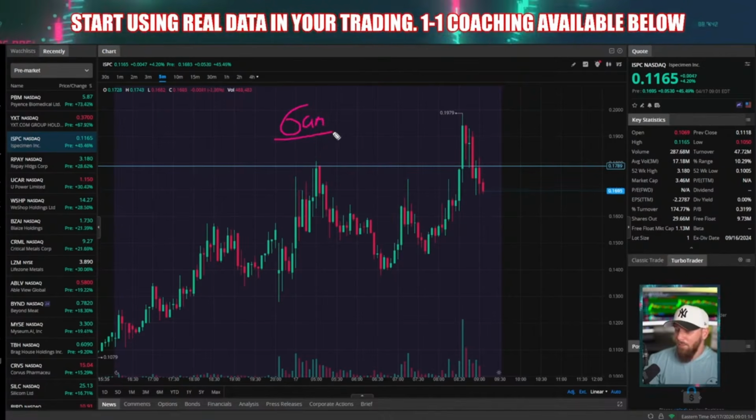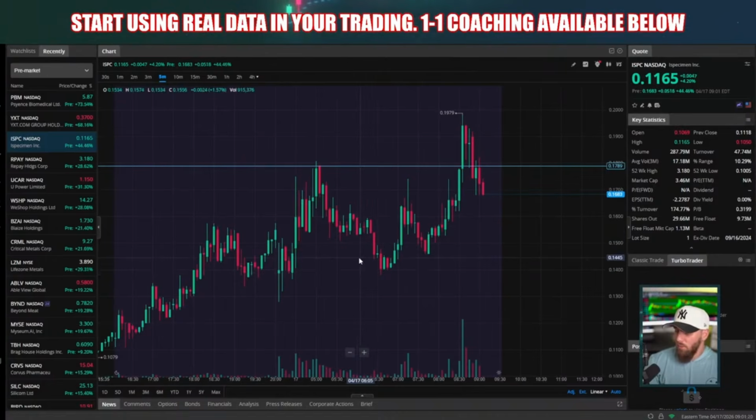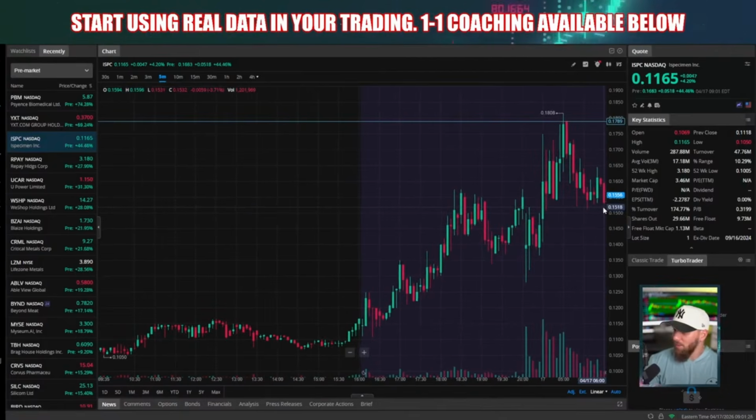I want to find the 6 a.m. candle, and I want to find the highest point before 6 a.m. So if you take a look here, this was 6:40. You can see the time at the very bottom down here. This was the 6 a.m. candle right here. When I sat down on the computer at 6 a.m., where's my high?